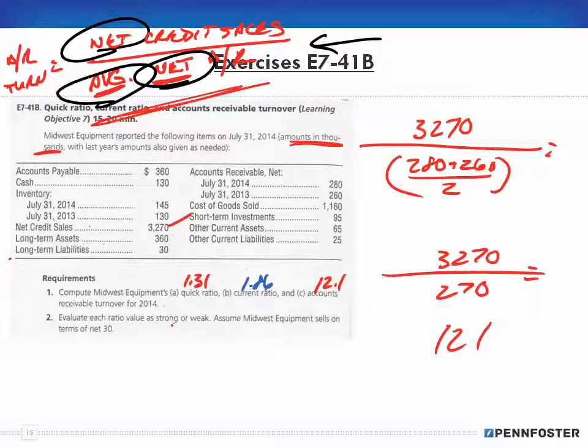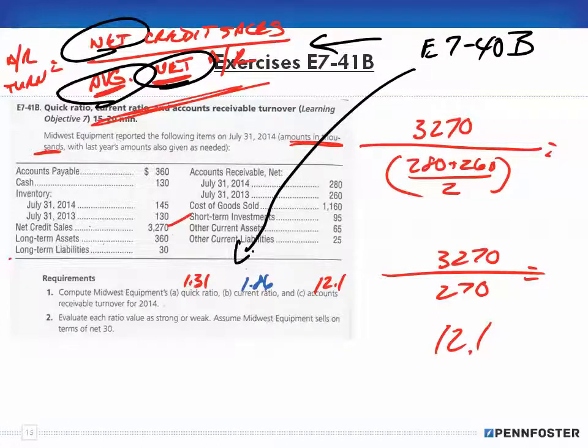Now, evaluate each ratio value as strong or weak, assuming Midwest sells on terms of net 30 days, right? All right. Go back and watch exercise 7-40, which I gave an explanation as to how we determine whether the quick ratio or the current ratio is strong or weak. All right.